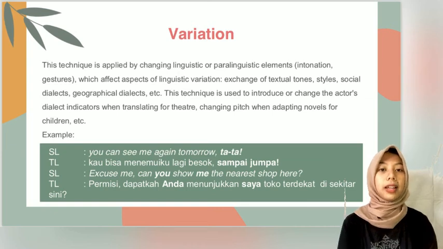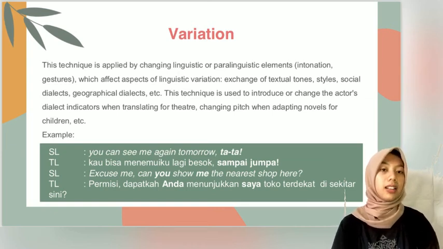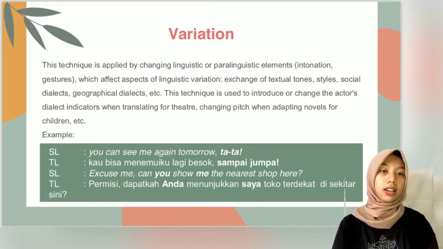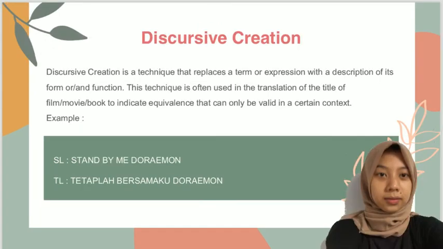And then the last is variation. This technique is applied by changing linguistic or paralinguistic elements like intonation or gesture, which affect aspects of linguistic variation, a change of textual tones, styles, social dialects, geographical dialects, and the others. This technique is used to introduce or change the actor's dialect indicator when translating for the theater, changing pitch when adapting a novel for children, and the others. For example, changing the word you into Anda, the word me into saya, is an example of variation.